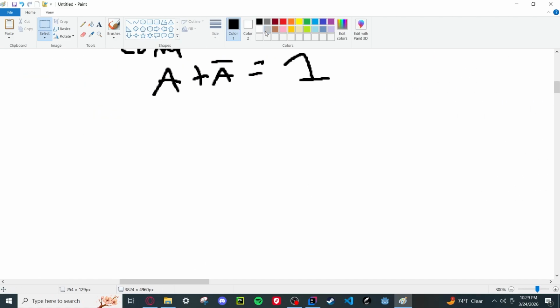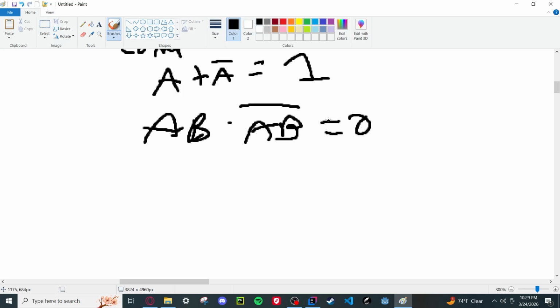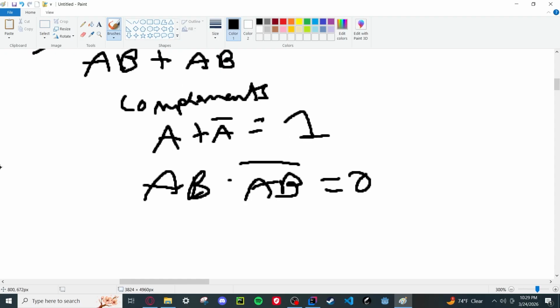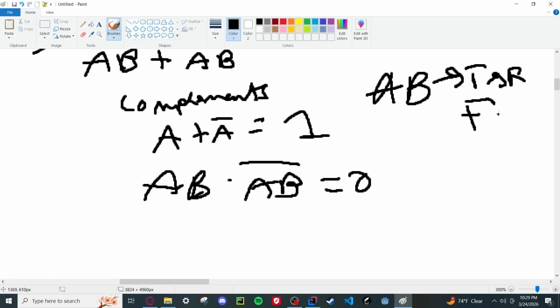However, this is not true when you're working with something like this. AB times AB naught, however, is still 0. Because if you're thinking about it logically here, no matter what AB is, if AB gives you true or false, and you're multiplying that by the naught of it, then no matter what it is, if AB is true, you're going to get true times false. If AB is false, you're going to get false times true. So you're going to get 0 or false either way.